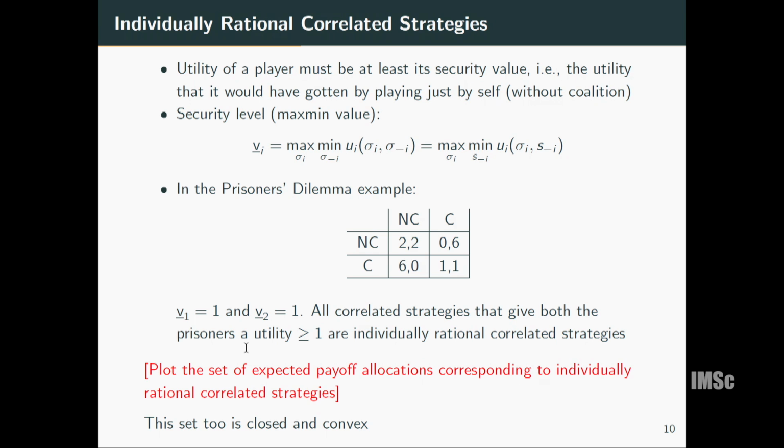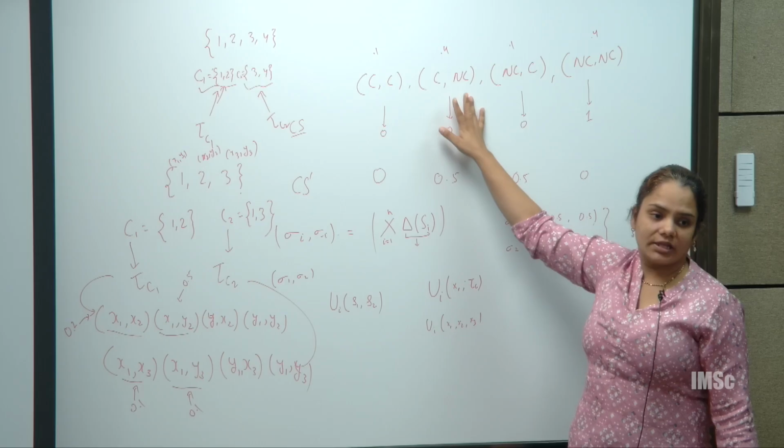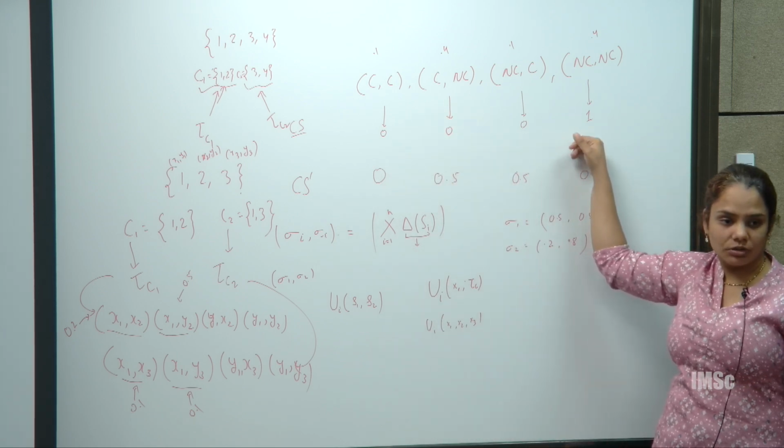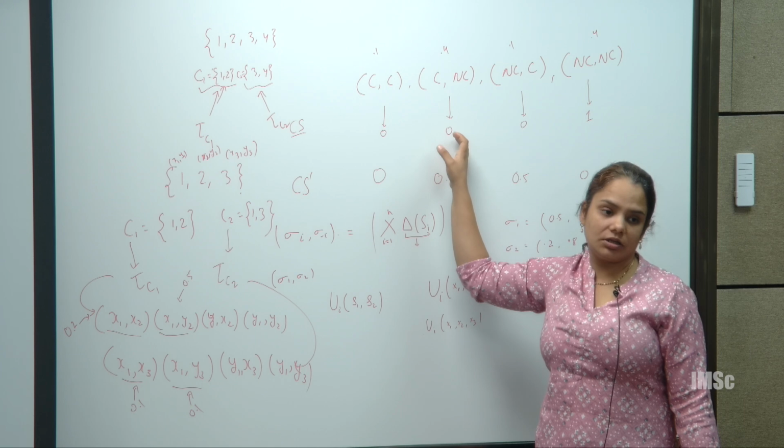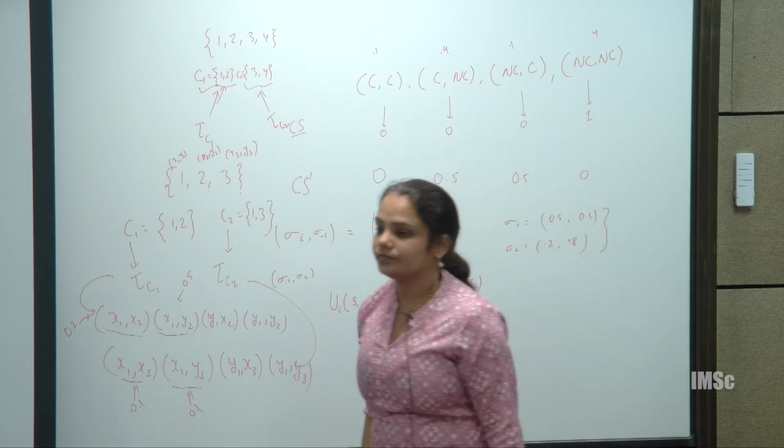Whereas, what is not an individually rational correlated strategy? For example, if I put 0 comma 1 comma 0 comma 0, just some arbitrary values, so you put all the weight on C comma NC and everyone else gets 0, then it is not an individually rational correlated strategy for the player. Yes.